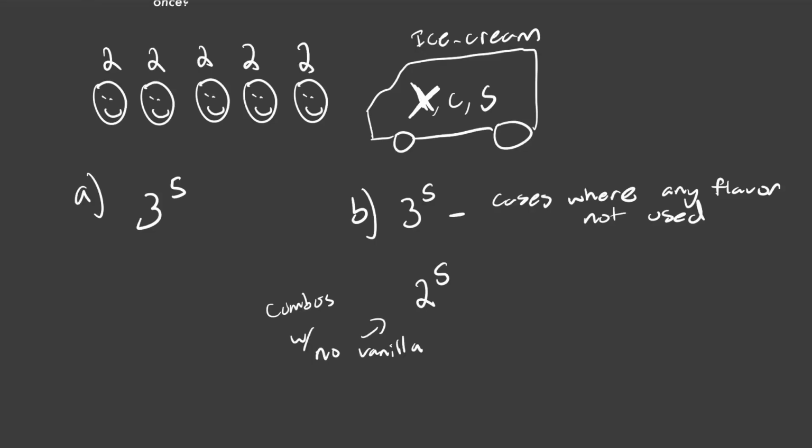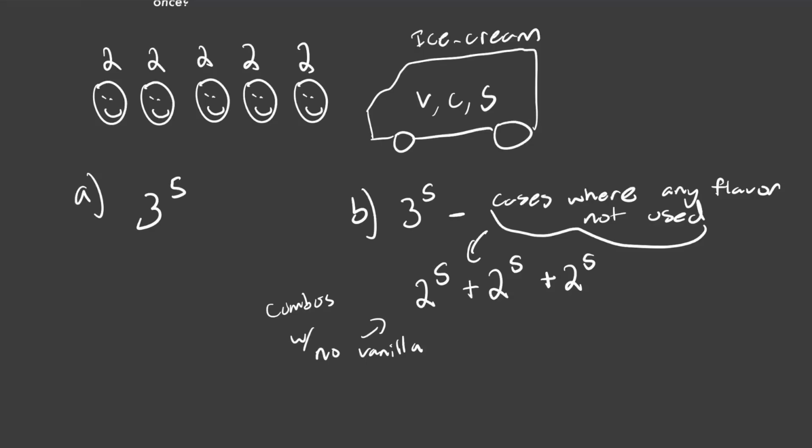Okay, so now let's uncross off the vanilla, and let's say what are the number of combos without chocolate? Well, now every kid is just going to have 2 flavors to choose from, right? Vanilla or strawberry, so the same answer, we're going to get 2 to the 5th. And then you can see that if we cross off strawberry, so our only options are vanilla or chocolate, well then we're also going to get 2 to the 5th.